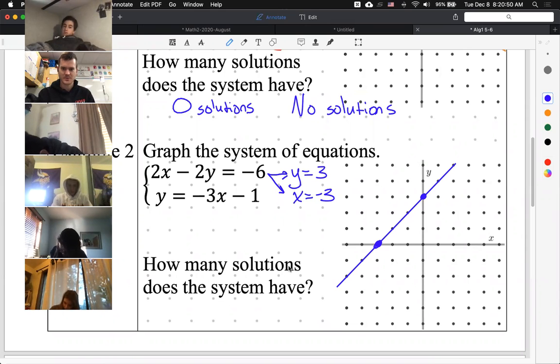All right, so we got the y-intercept, we got the x-intercept, we graphed, we have the first equation done. All right, what about this second equation? Y equals -3x minus 1. How do we graph that? Another volunteer, please.